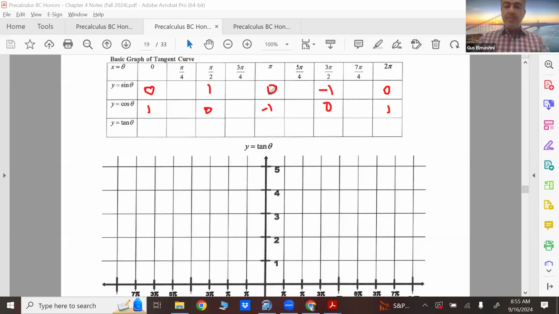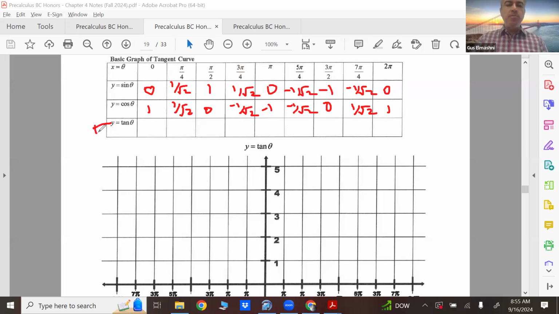And for pi over 4, those are both √2/2, right? But I'm just going to write 1 over √2, just because I feel like doing that. It's the same thing. That's 1 over √2, but then -1 over √2. And then that's both negative, right? And then that's negative, but the other's positive. Again, same thing, √2/2. It's all the same, right?